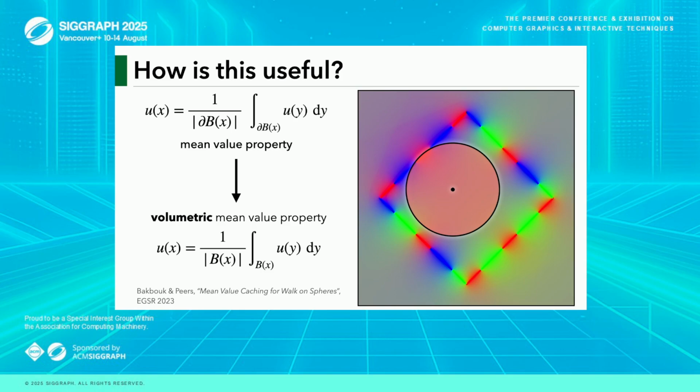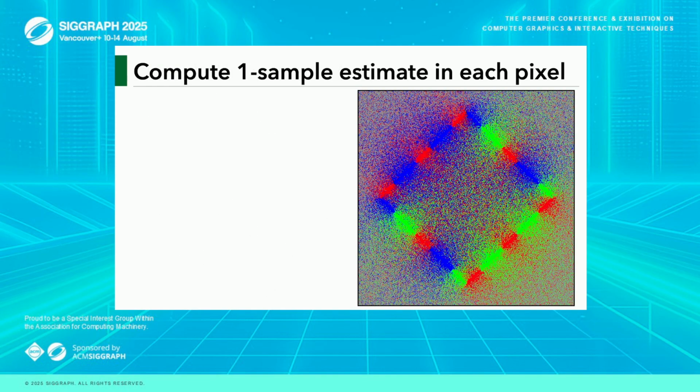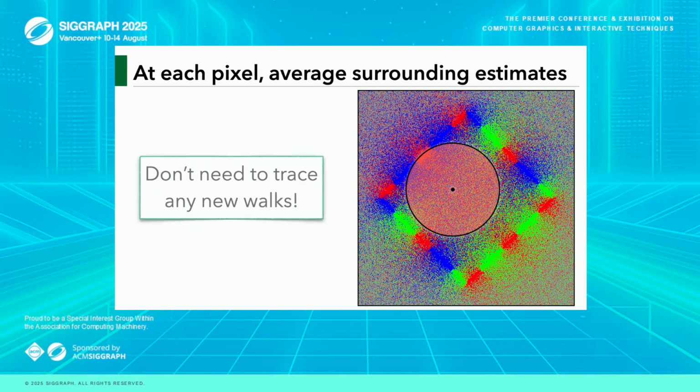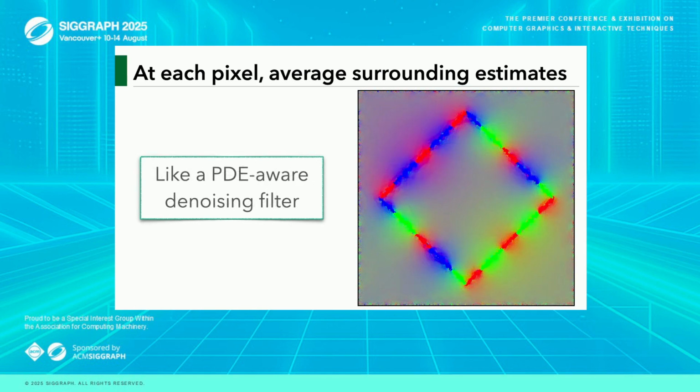The reason this gets useful is that now these disks around neighboring pixels overlap, and we can share computation across them. So what you can do is compute a low-quality estimate, maybe one random walk per pixel, and then you go through all of your pixels again, and instead of tracing more walks, you average the estimates from all the nearby pixels that fall within that disk. Right? And so now you're able to not just use that one walk within your pixel, but the potentially hundreds or thousands of walks from neighboring pixels and massively amortize the computation.